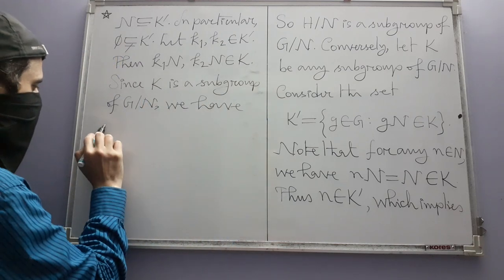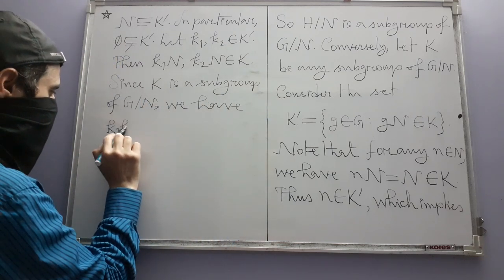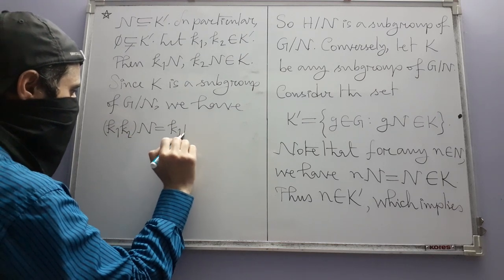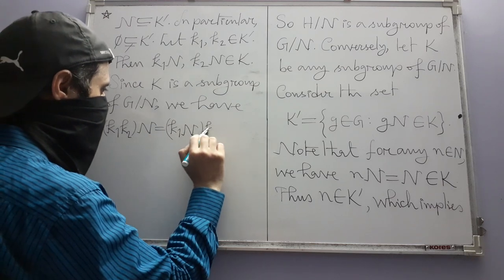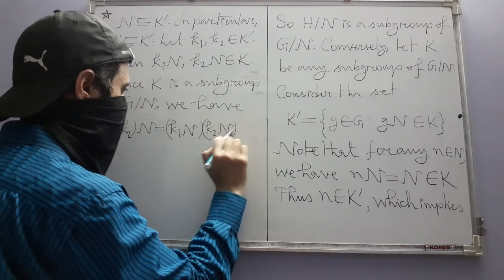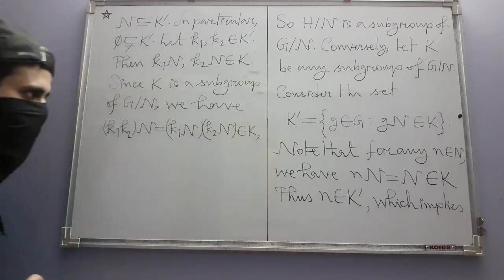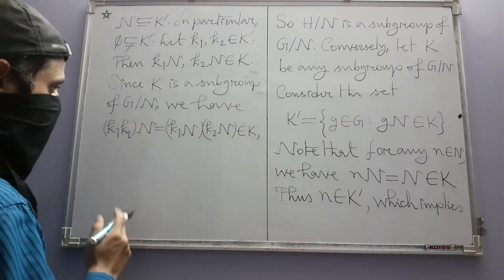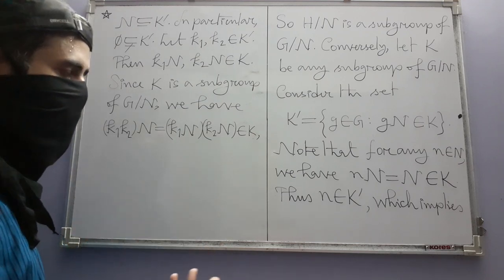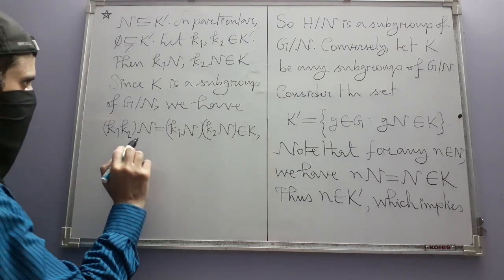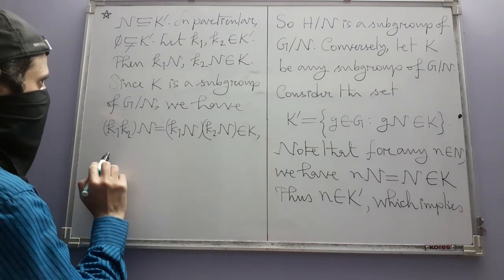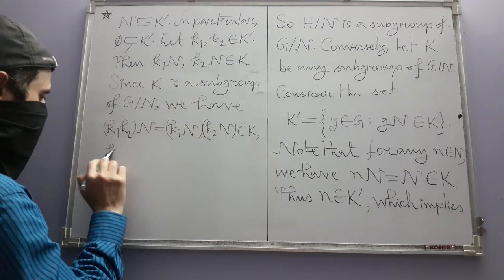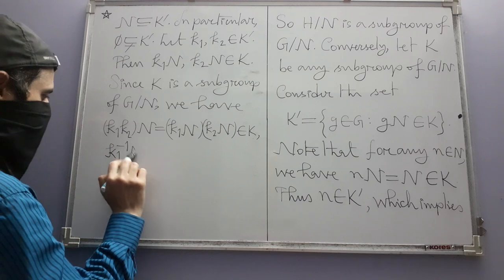We are going to have two things. K1N times K2N, which is K1K2N, is first of all going to be an element of K, because K is a subgroup, so it's going to be closed under the product. And also it will contain all of the inverses of its elements. So in particular, it will contain the inverse of K1N, which is K1 inverse N.